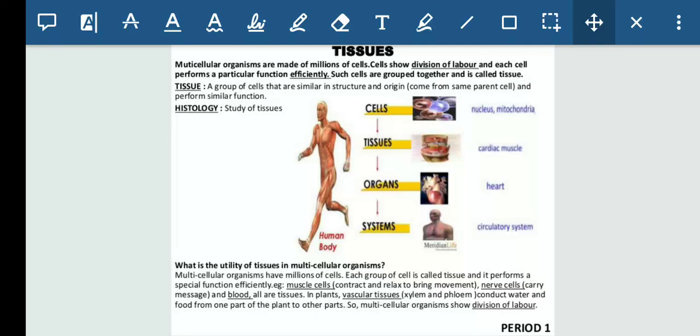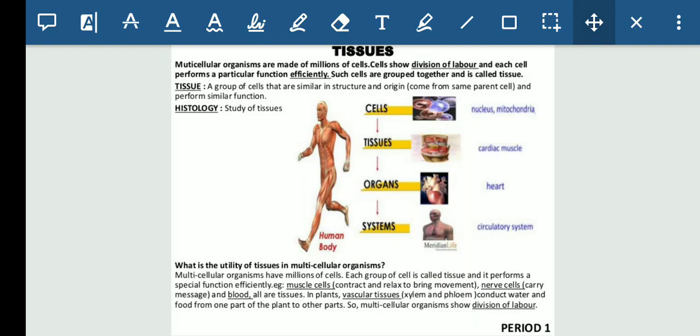So in today's module we'll be discussing tissues, right? Very interesting chapter, as we have already cleared all the terms related to the cell. Fine, in our previous chapter, that was the fundamental unit of life. Now, multicellular organisms are made up of millions of cells, and these cells show division of labor.